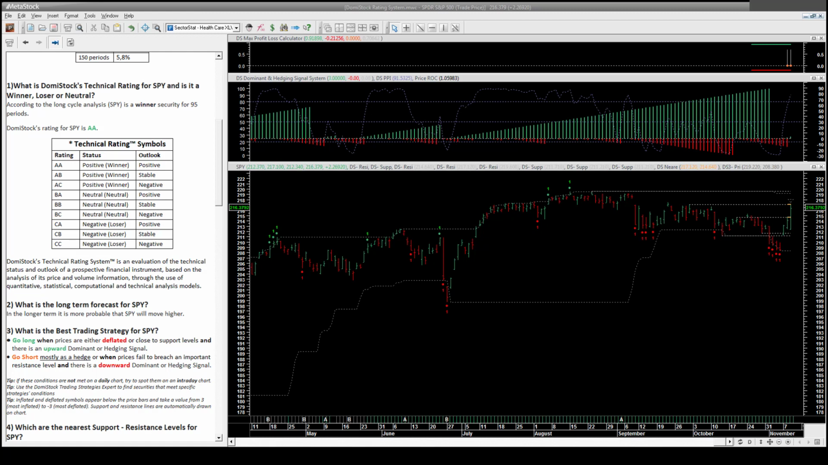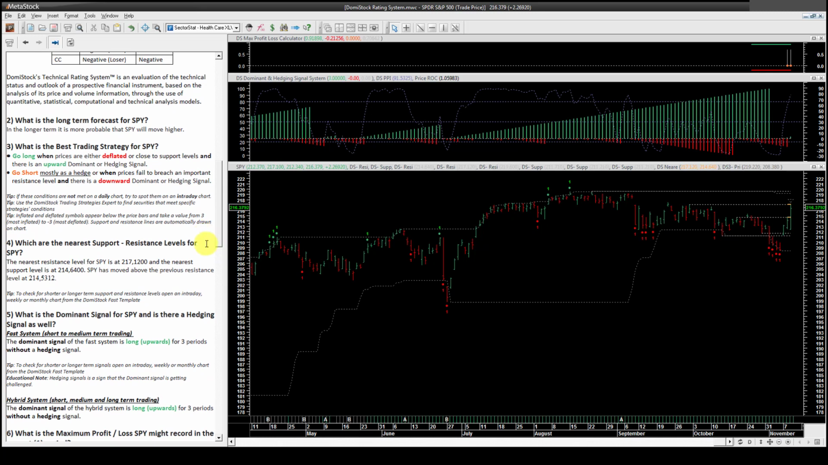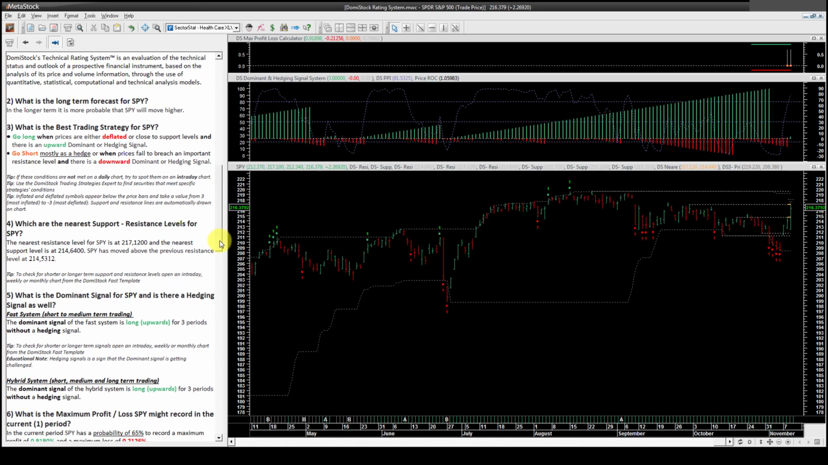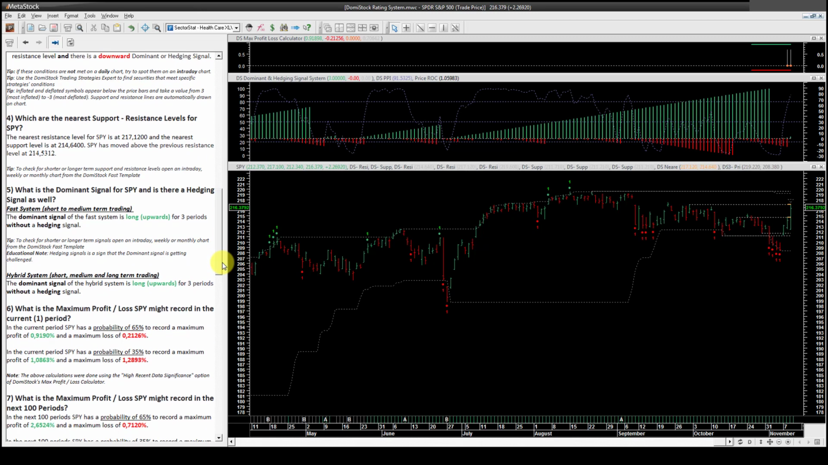What is the technical rating of the security and is it a winner, loser or neutral? 2. What is the long-term forecast? 3. What is the best trading strategy? 4. Which are the nearest support and resistance levels? 5. What is the dominant signal for the security and is there a hedging signal as well?